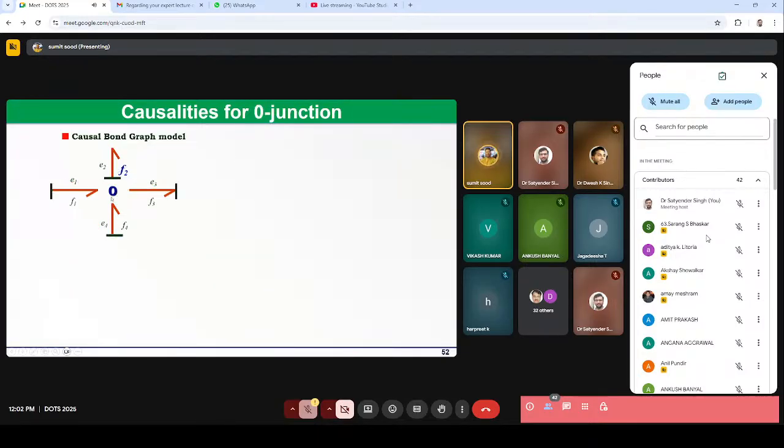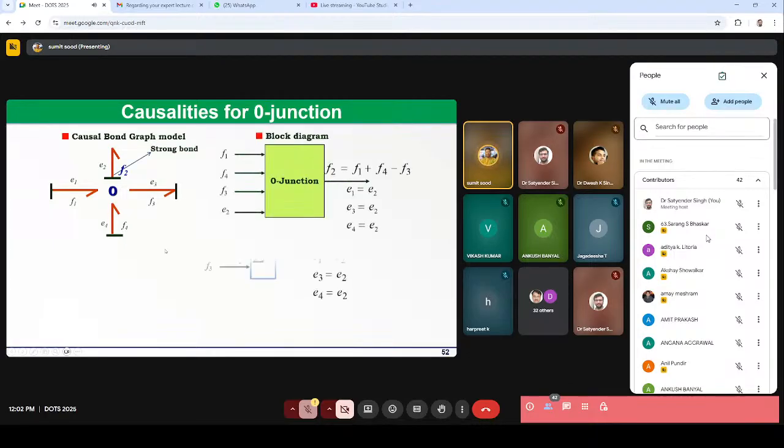In the case of the zero junction, there could be only one source of effort, because the effort will be equal in all the bonds, and all the others should be in this causality. There is no exception for this. It should be this way in order to get the causal bond graph.